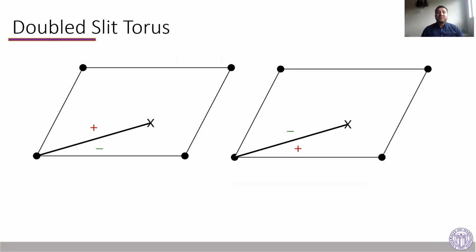Maybe the name makes sense now. We've taken a torus, we've doubled it, and then we glued it along the slit that we cut. So double slit torus. Maybe it's very easy to see too that based off the construction, there's going to be a genus 2 surface, right? Each individual torus is going to contribute genus 1, and we've created no other holes through our construction.